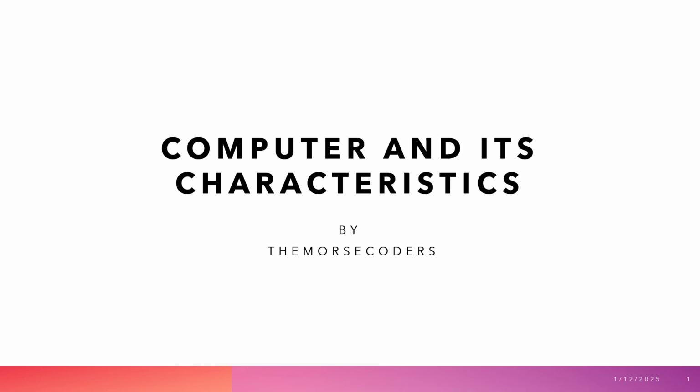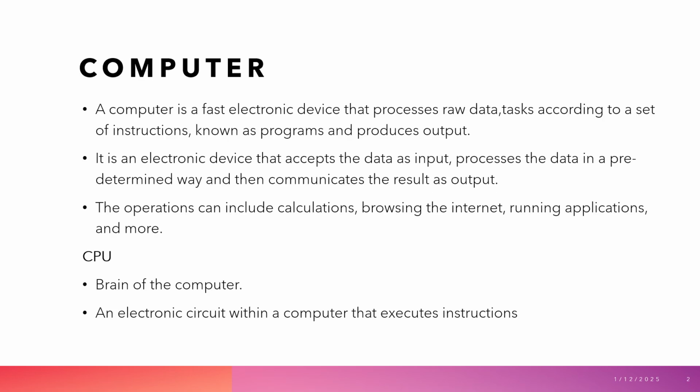Today's topic is computer and its characteristics. By this time we have understood the definition of computer multiple times, and it is a fast electronic device which has the capability to process the raw data and tasks according to a set of instructions which are known as programs, and it should produce some useful output or information for consumption.